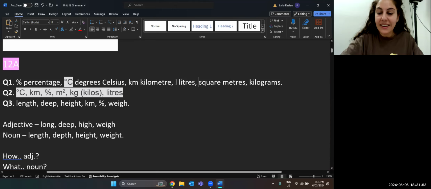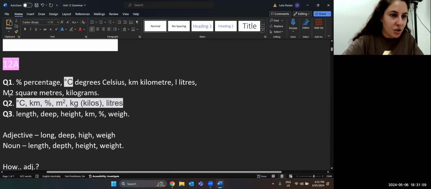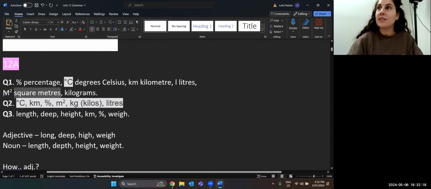This one is square meters. And square meters, it has the 2 like this. So we say the square meters. You start with the number first, square meters. And I use this when I want to measure the land, for example. So my home is on a 700 square meter land. So I can say how big is the land.